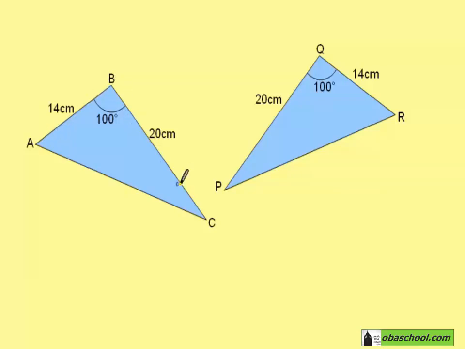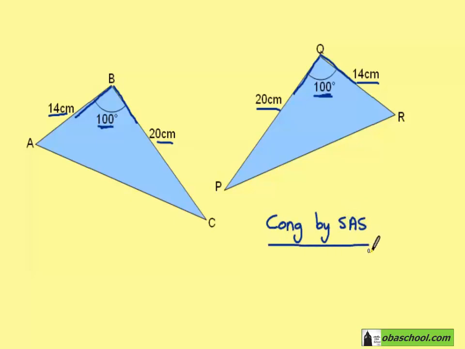If we consider this situation, where we know in each of the triangles one angle, and it's the same, and the sides that include the angle, note how the sides are on either side of the angle, are the same as they are here, then the two triangles are said to be congruent by SAS, side, angle, side.